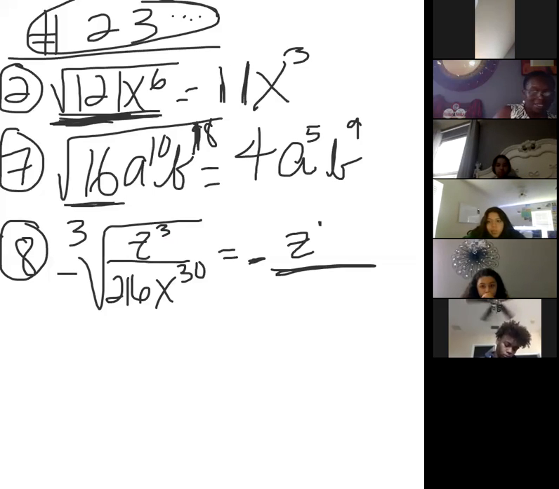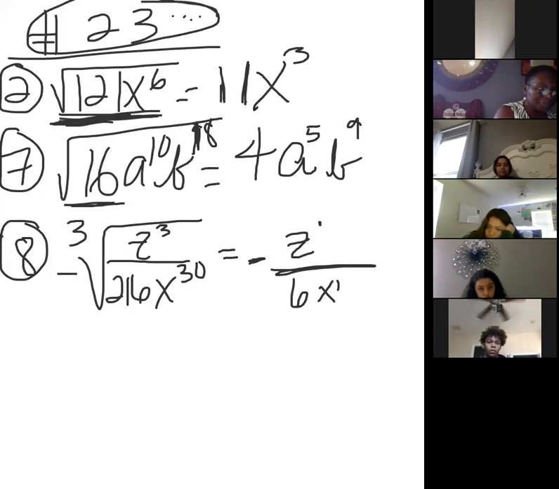Next, in the denominator, you're going to take the cube root of 216. Now, for the cube root of 216, what number multiplies by itself to give you 216? That would be 6. And then last but not least, you keep the base x. You take the index, which is 3, divide it into the power, which is 30. So that simplifies to the 10th power. And guys, there you go. That's the answer.